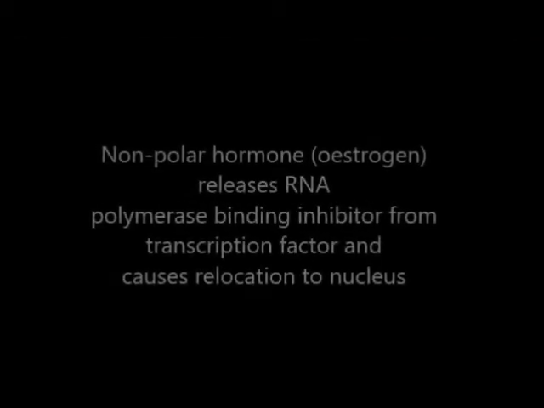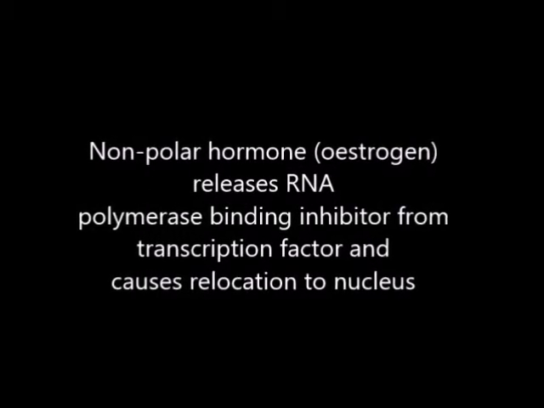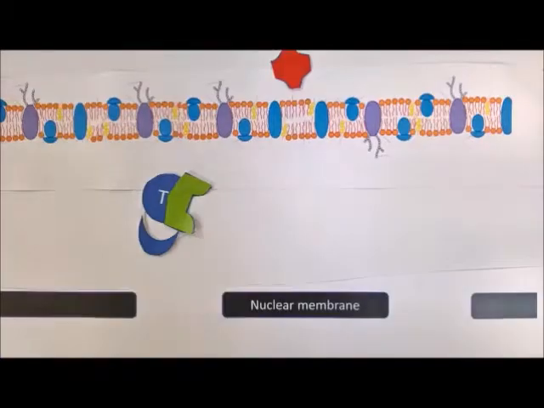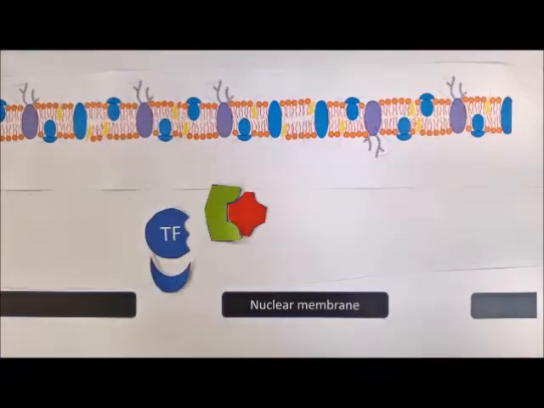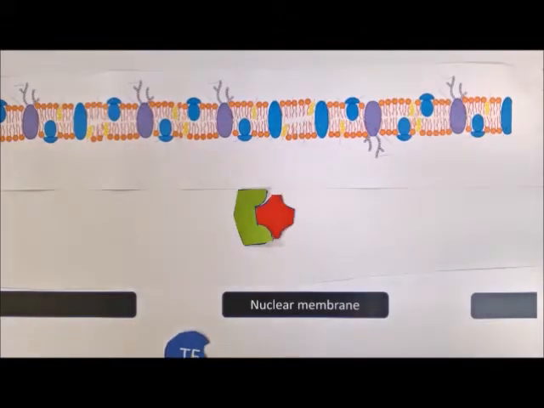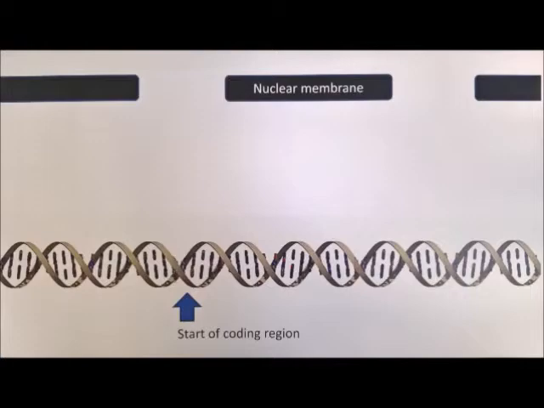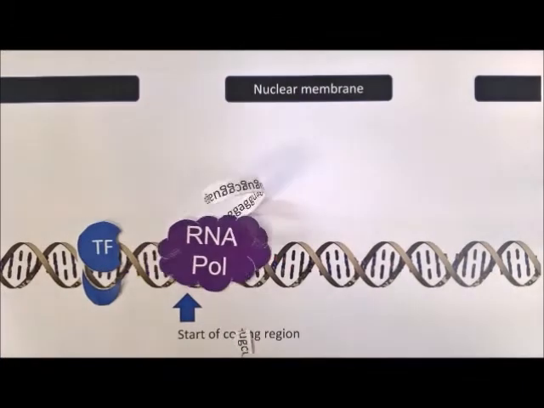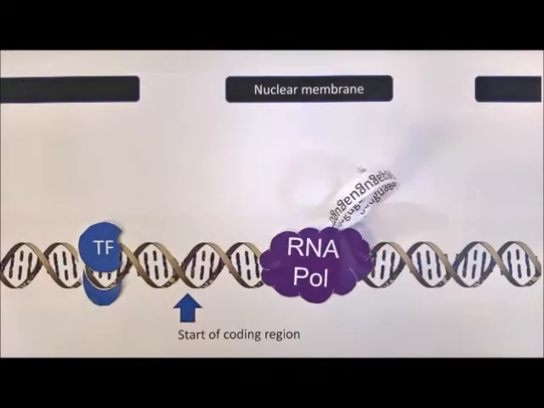Here's a third example. Again, we've got a non-polar hormone. Again, estrogen is the example I'll use. This time that releases the transcription factor from a binding protein, and that enters the nucleus. In all of those cases, the transcription factor then binds to DNA, binds RNA polymerase, and transcription is initiated as shown here.